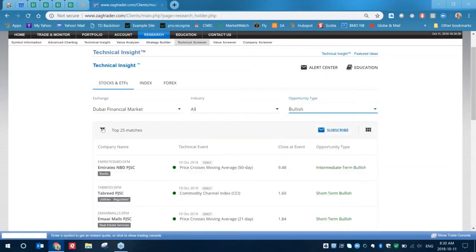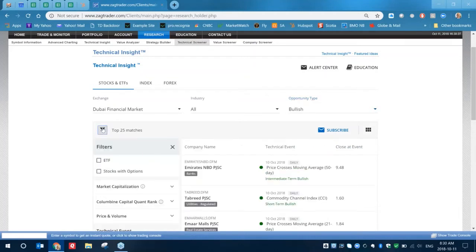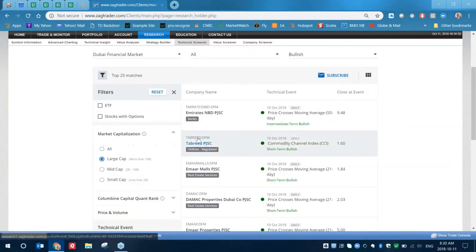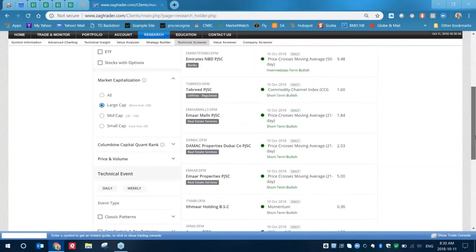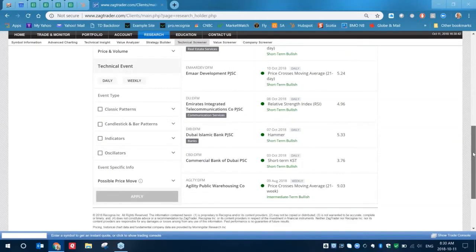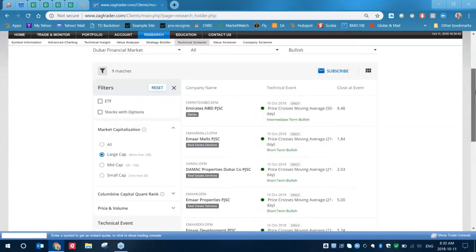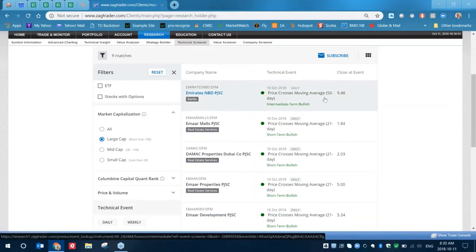So I can click this little filter here and add some other criteria, like I want to be interested in primarily large cap stocks. And I could also say a little bit about, for example, what kinds of events I'm looking for and so on. Click apply, and this will give me a list of stocks that actually have technical events matching the criteria that I've set up. So notice Emirates NBD is one of them. It's had a technical event where the price has crossed the 50-day moving average. MR Malls, we already had a look at.